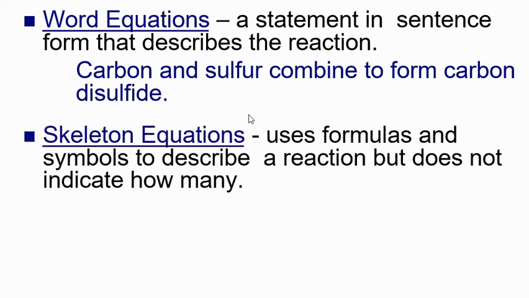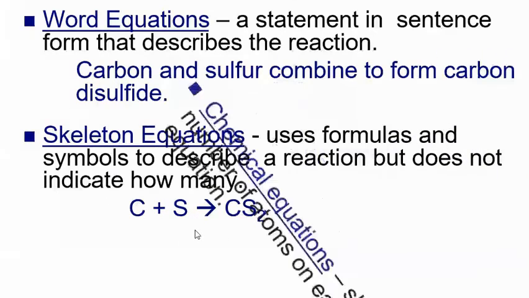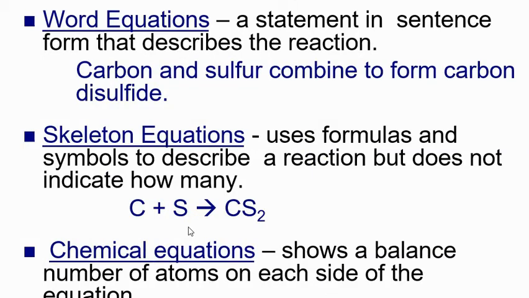All right. A skeleton equation uses formulas and symbols. This is typically what you'll see. So our symbols are used. Now, a chemical equation is one that uses this number in front. So this big full-size number that goes in front of an element, if you remember, that's called a coefficient. So a chemical equation is one that uses coefficients. So these coefficients show a balanced equation, and we'll get more into that in a little bit.